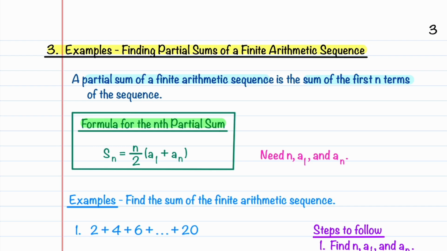The nth partial sum is called S sub n, and it's just n divided by 2 times a1 plus an, where a1 is the first term in the sequence, and then an is the last term in the sequence. This is a really great formula because all you need to know is the first term and the last term, and then the number of terms in the sequence, and you can find what the sum of the sequence is. All you need to know to use this formula is n, a1, and an.